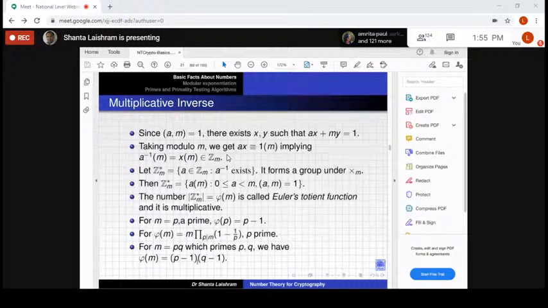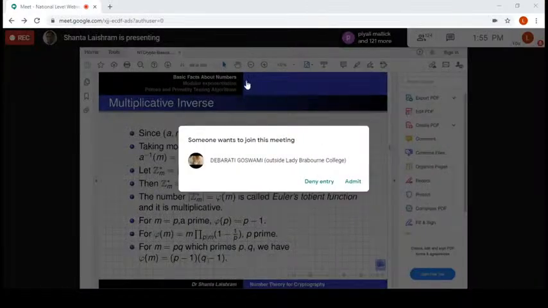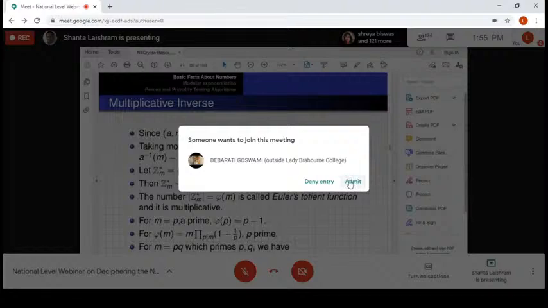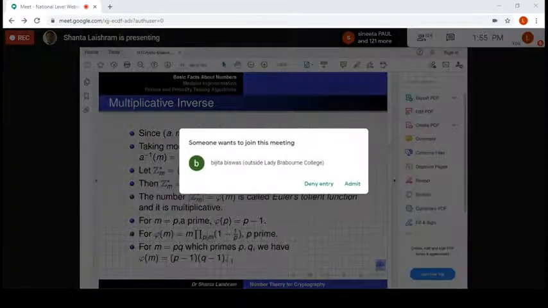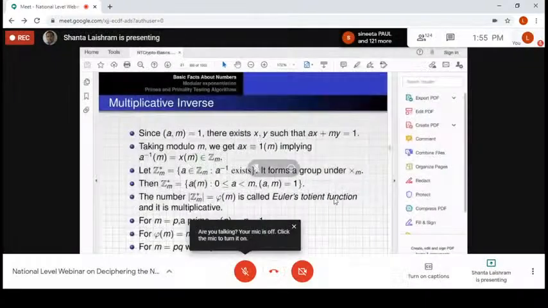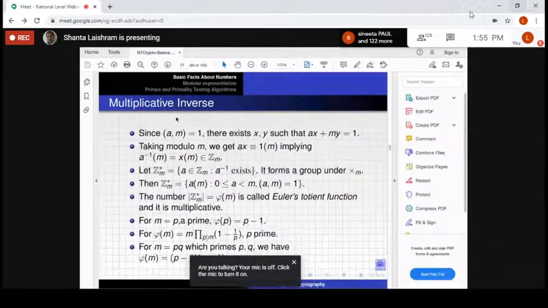So in particular, when M is equal to PQ, which are the so-called RSA numbers, then phi of M is nothing but (P minus 1) times (Q minus 1). So this information about (P minus 1) times (Q minus 1) is actually essential for cryptographic algorithms, particularly the RSA algorithm.